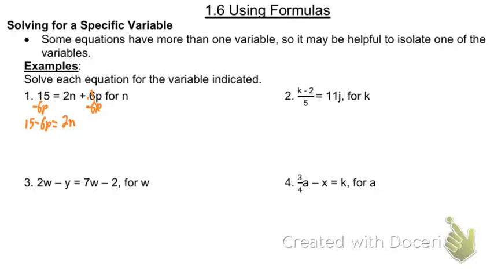Okay? 15 minus 6p equals 2n. Is n by itself yet? No. What do we have to do? Divide by 2. Now I have to divide the entire left side by 2. I can't just pick and choose one thing to divide by 2. I have to divide the entire thing by 2.